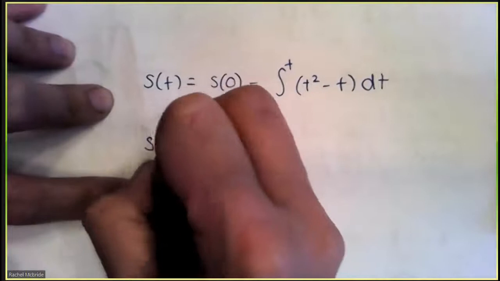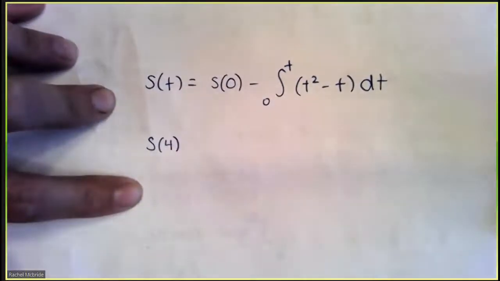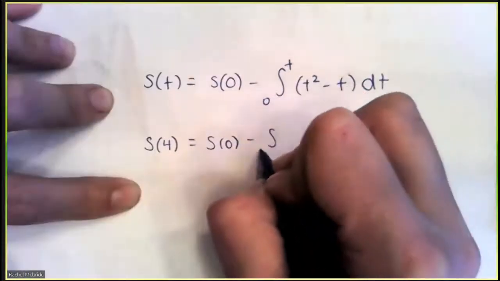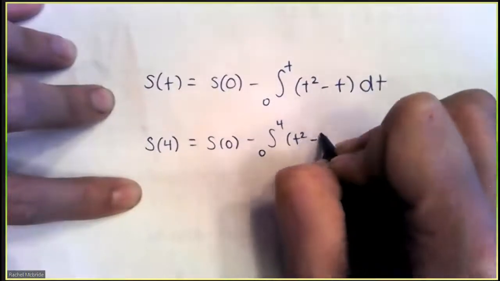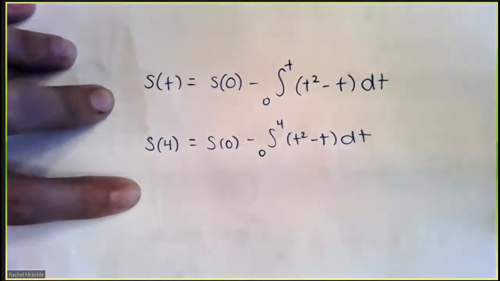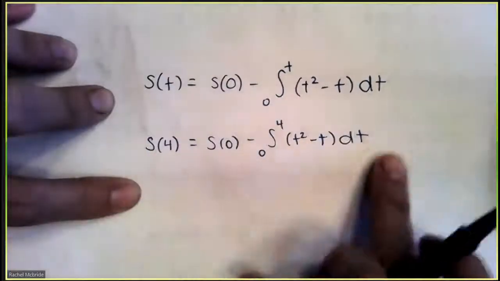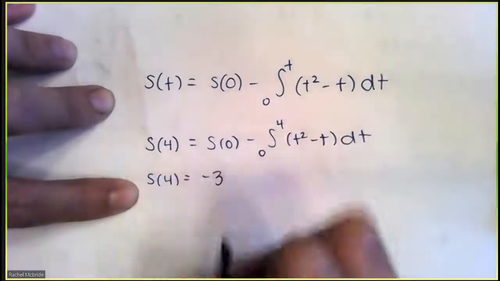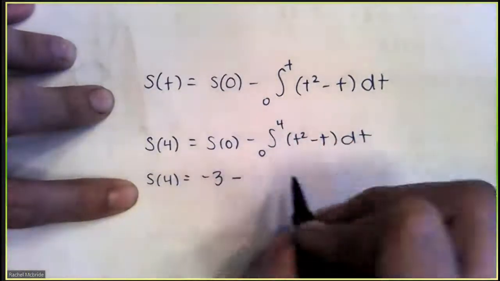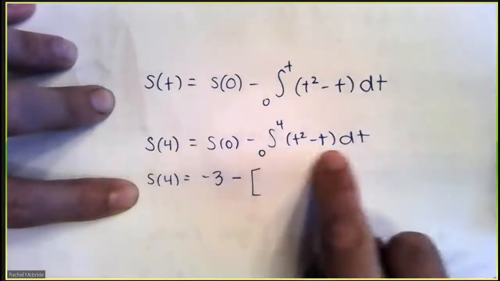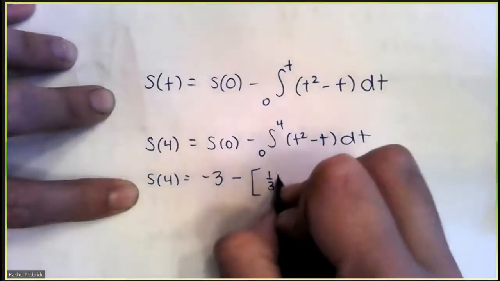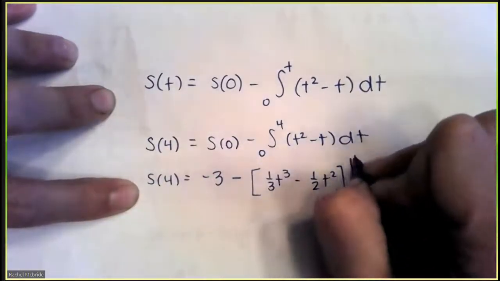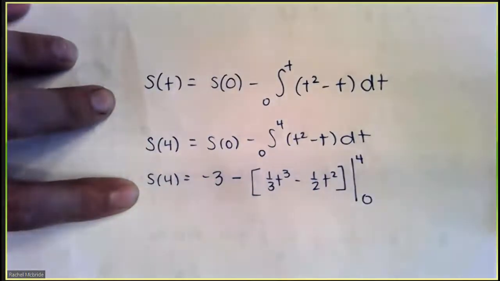Then this would become, if I wanted to find the final position at 4 seconds, s of 4 equals s of 0 minus the integral from 0 to 4. And then it just sort of tags along. So you have s of 4 equals s of 0, and we'll keep it that, minus, find the antiderivative of your t's. So it'd be 1/3 t cubed minus 1/2 t squared. And then you're plugging in a t value of 4 and a t value of 0.